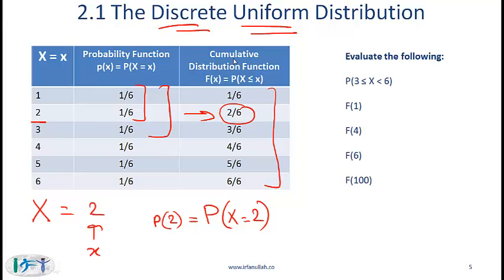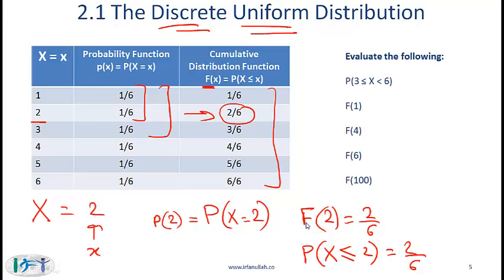In terms of the cumulative distribution function, we can write F of x. So F of 2 is equal to 2 over 6. This can also be written as the probability that the random variable is less than or equal to 2. So that is also 2 over 6. You need to get used to this terminology, because in the questions that you work, you might see notation like this or notation like this.